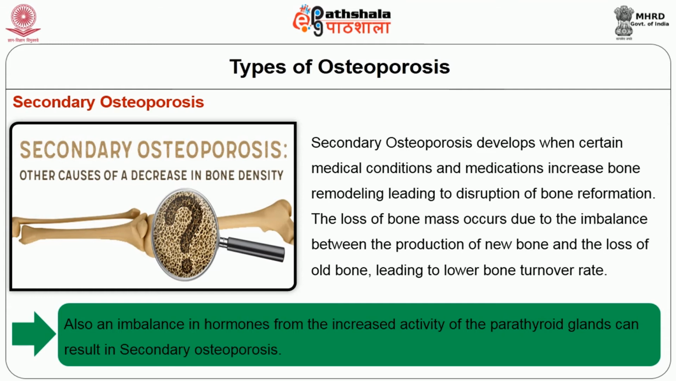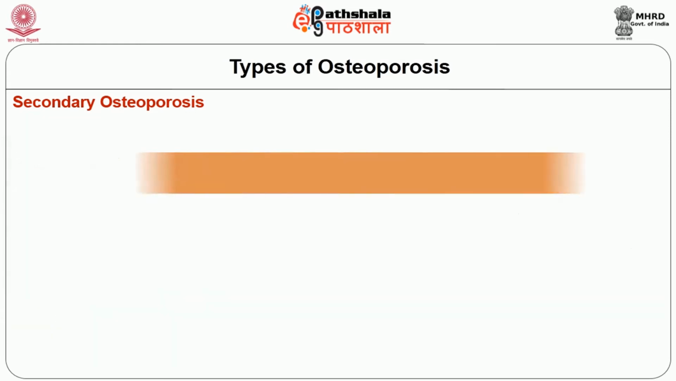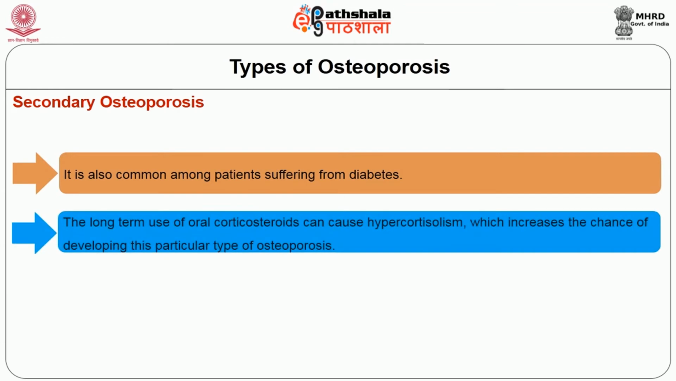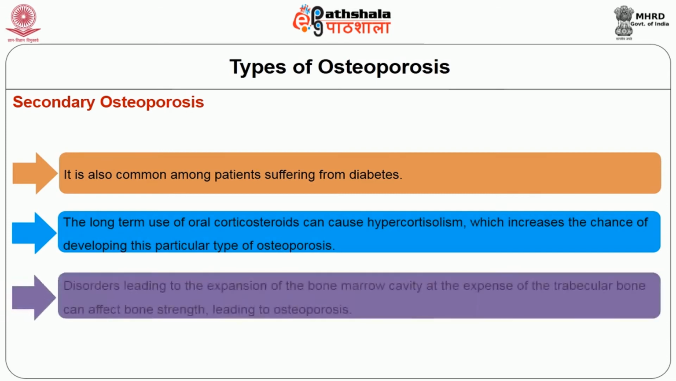Coming to the second type of osteoporosis, which is secondary osteoporosis, it develops when certain medical conditions and medications are increasing your bone remodeling, leading to disruption of bone formation. The loss of bone mass occurs due to the imbalance between the production of new bone and the loss of old bone, leading to a lower bone turnover rate. Also, an imbalance in hormones from the increased activity of parathyroid glands can result in this type of secondary osteoporosis. This is also common among patients suffering from diabetes. The long-term use of oral corticosteroids can cause hypercortisolism, which increases the chance of developing this particular type of osteoporosis.